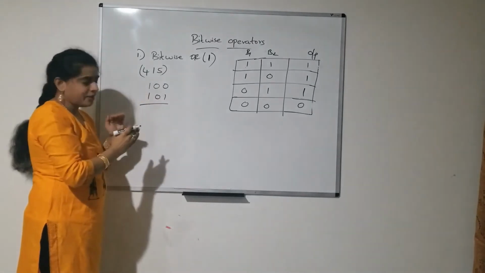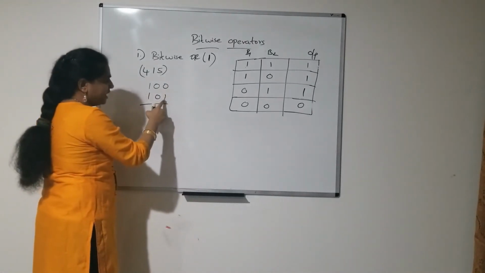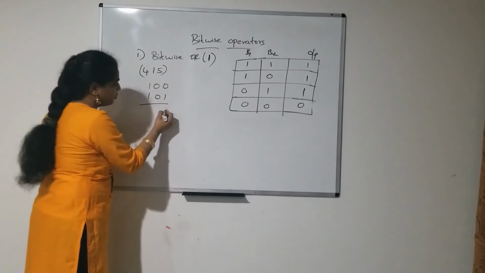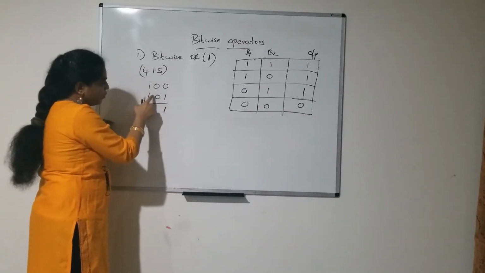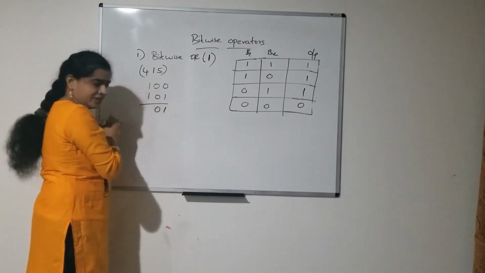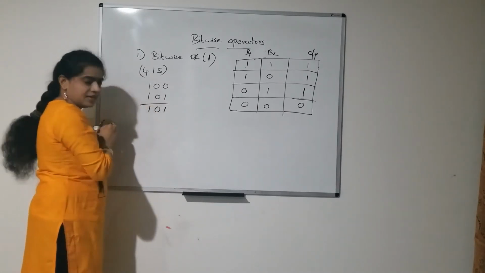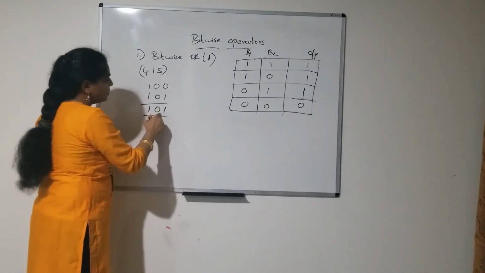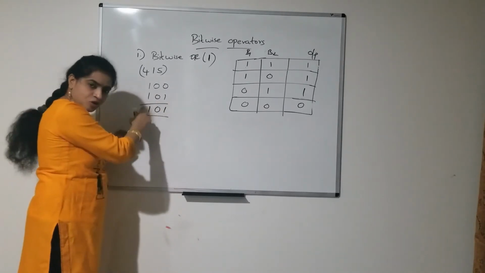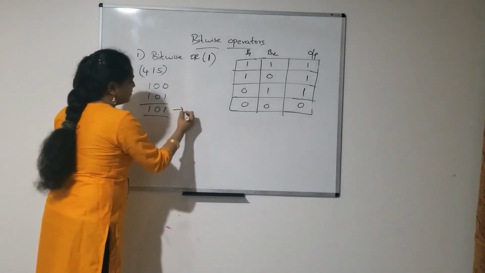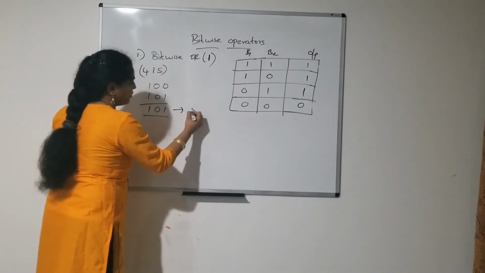Now I want to perform the bitwise OR operation between these bits. For 0 and 1, if any one of the bits is 1, the output will be 1. If both bits are 0, the output will be 0 for bitwise OR. If both bits are 1, then also the result is 1. So the result is 101, which we have to convert into decimal format. The decimal value for this one is 5.